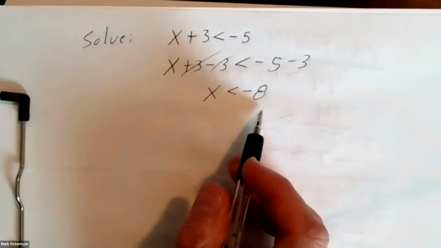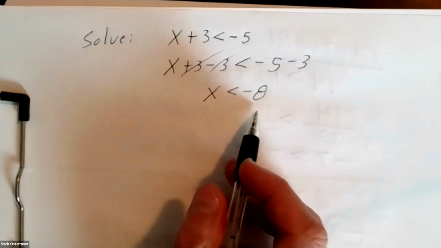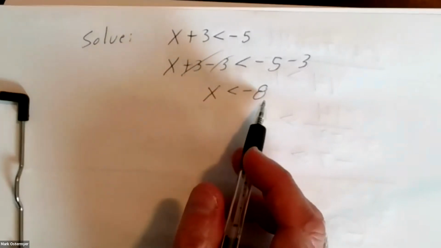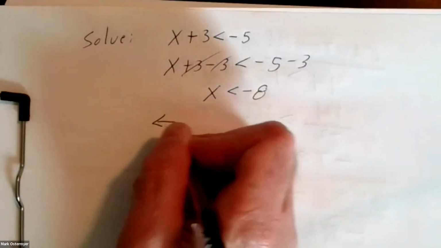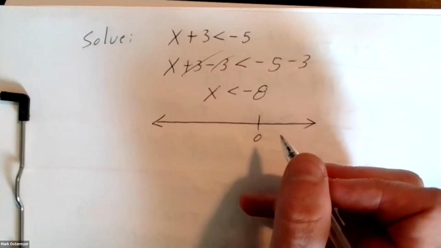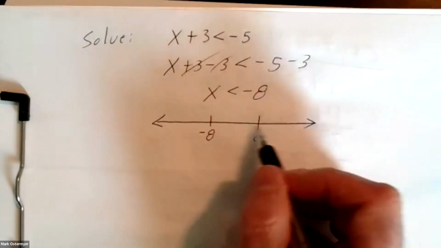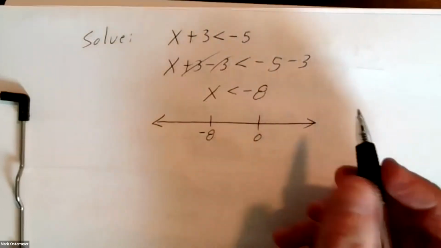Ladies and gentlemen, we're done. We have solved this inequality for X. Its solution set consists of all numbers that are strictly less than -8. To graph the solution set on a number line, put 0 on the number line to establish a reference. -8 is to the left of 0. You don't have to put all the tick marks in between 0 and -8.